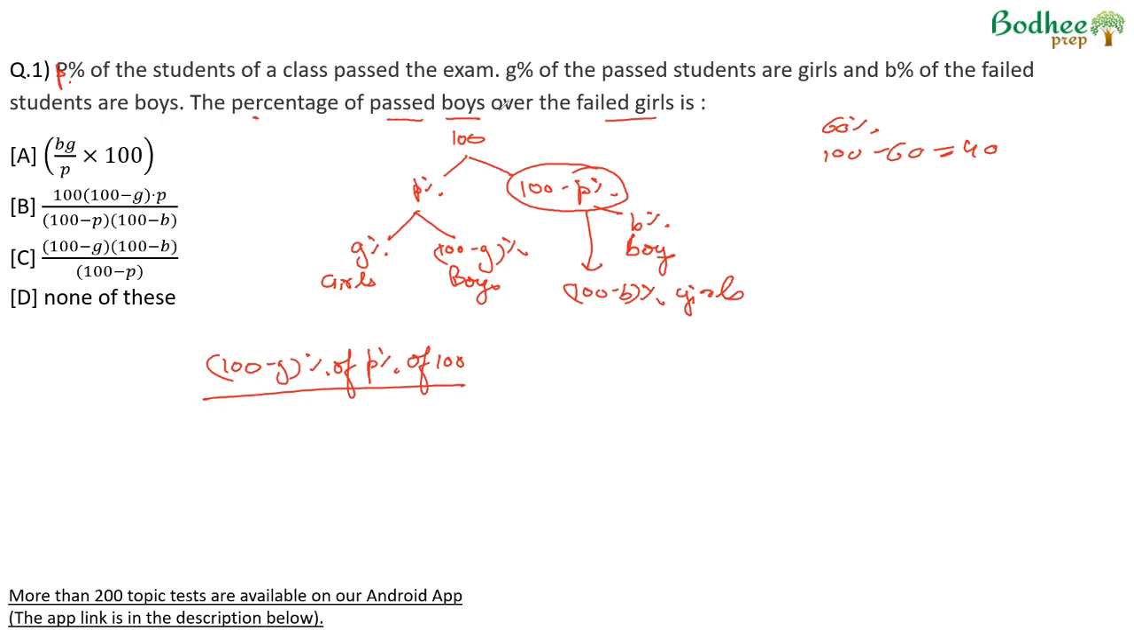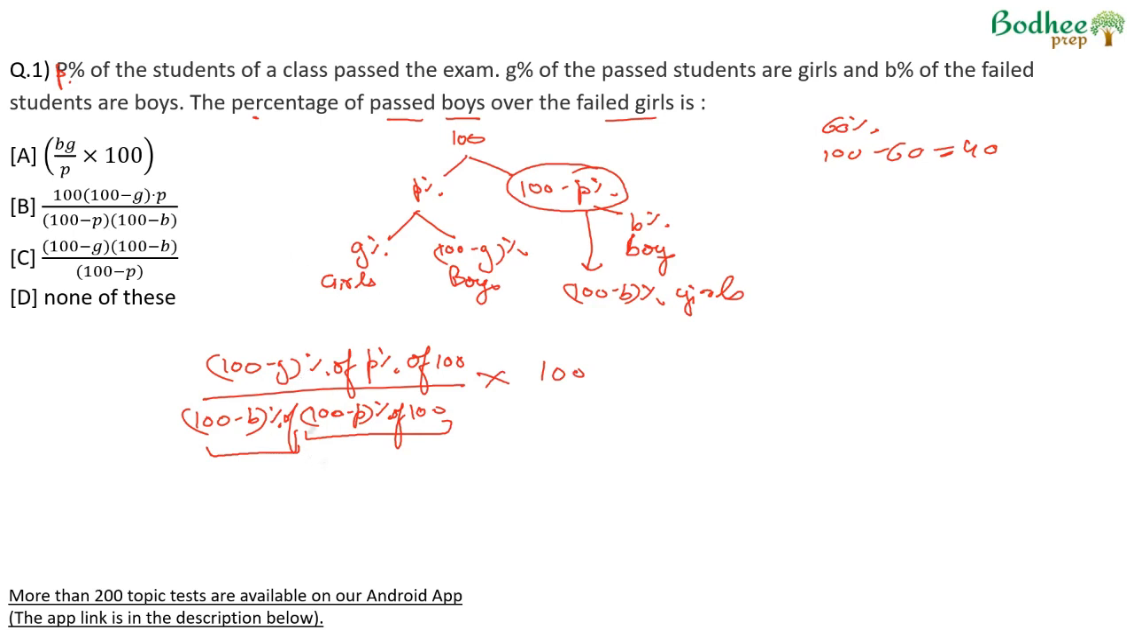The percentage of passed boys over the failed girls. Now, out of 100 students, 100 minus P% failed, and out of the failed students, 100 minus B% were girls. This is the number of failed students. 100 minus B% of this will be the number of girls. So the percentage of passed boys over failed girls, since we are finding a percentage, we multiply by 100.